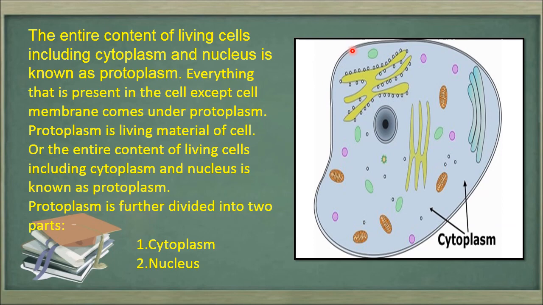because when we broadly classify the cell, it is cell membrane, cytoplasm and nucleus. Together they make the cell. When we talk about cytoplasm, we are talking about all the cell organelles present in the cytoplasm. But when we talk only about cytoplasm and nucleus, then we use the term protoplasm. So protoplasm means cytoplasm plus nucleus.